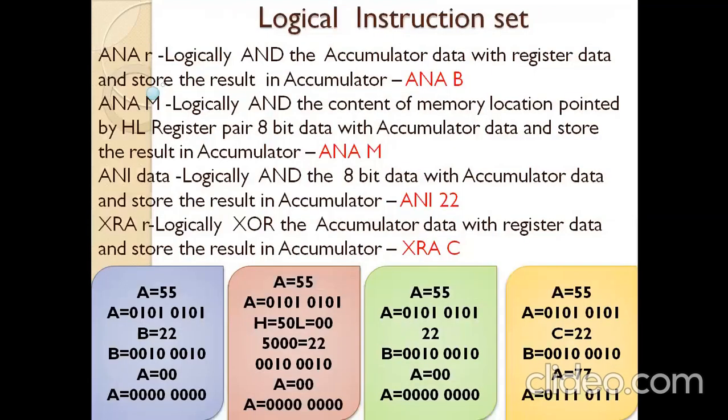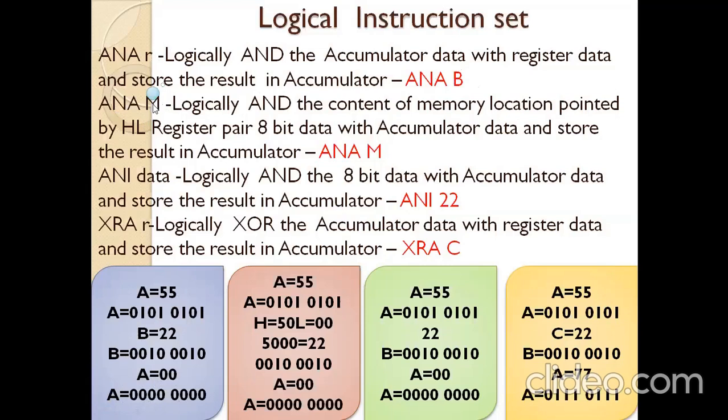First we can see the AND operation. In the AND operation there are three instructions available. The OR operation has three instructions, and the XOR operation has three instructions. ANA R, where R means register, so I am writing ANA B. The A register value is 55 in hexadecimal, with its corresponding binary number. The B register is 22. If you do the AND operation, your answer will be 00.